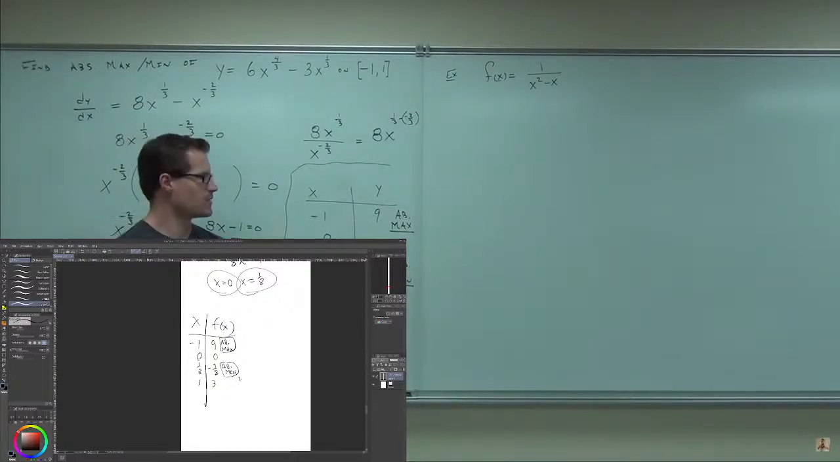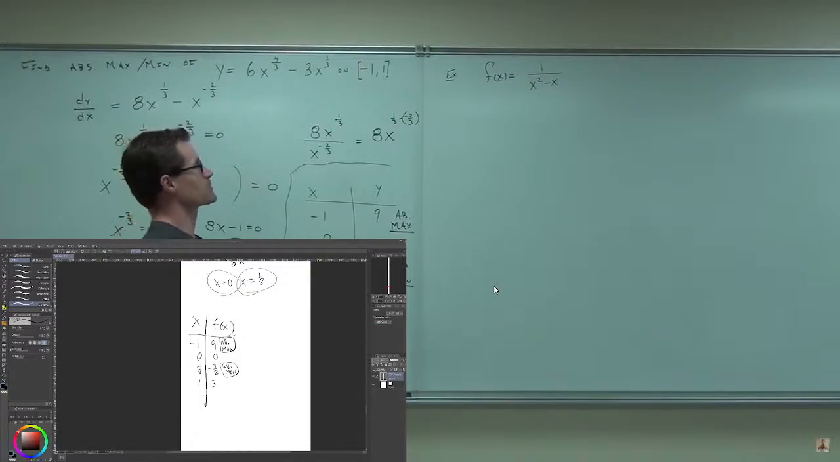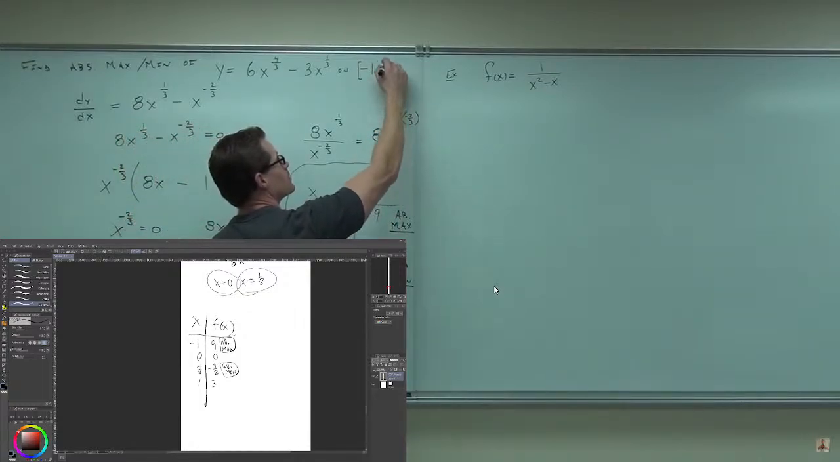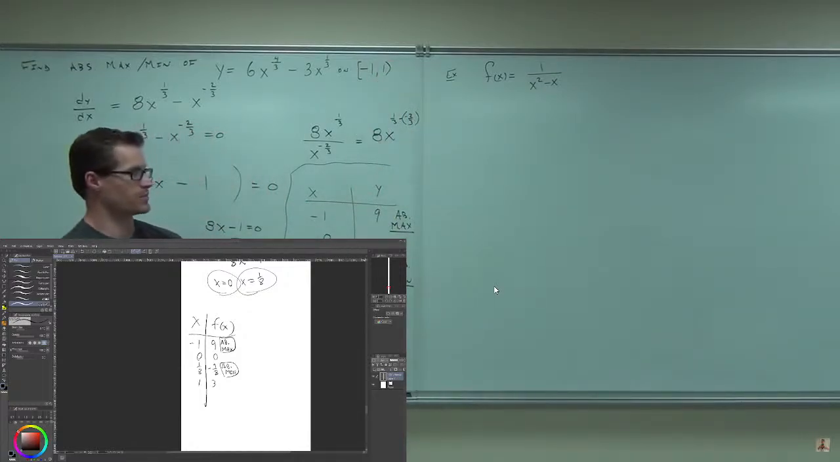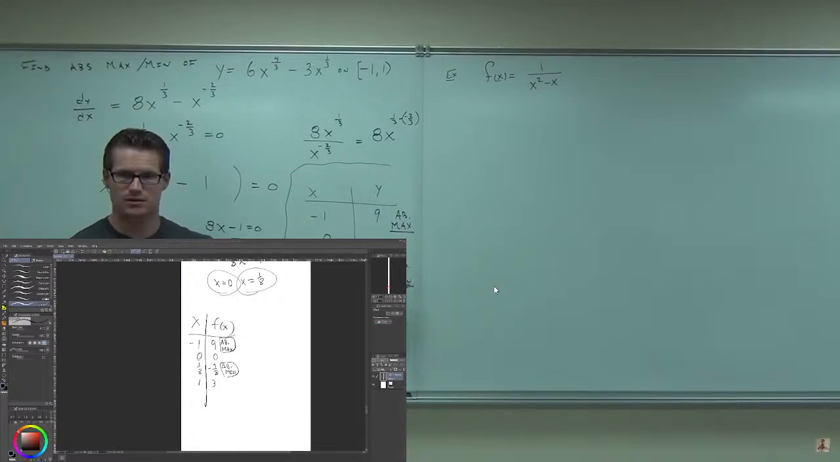Let's say that I did this. Do I still have an absolute max? Absolutely, yeah. That's that endpoint, right? I didn't get rid of that endpoint. Do I have an absolute min? Yes. Is that an endpoint? Then I still have it, that's fine.